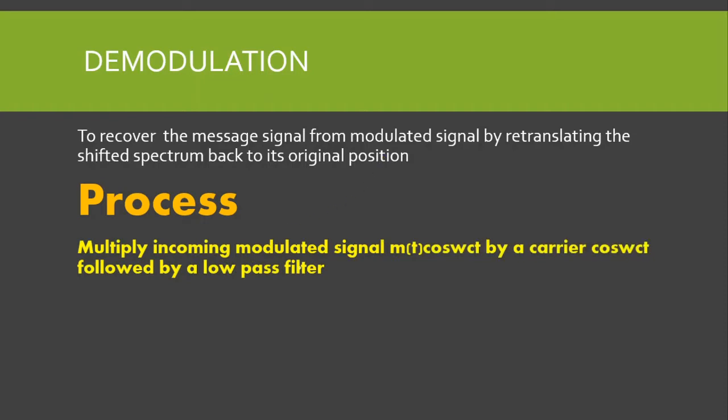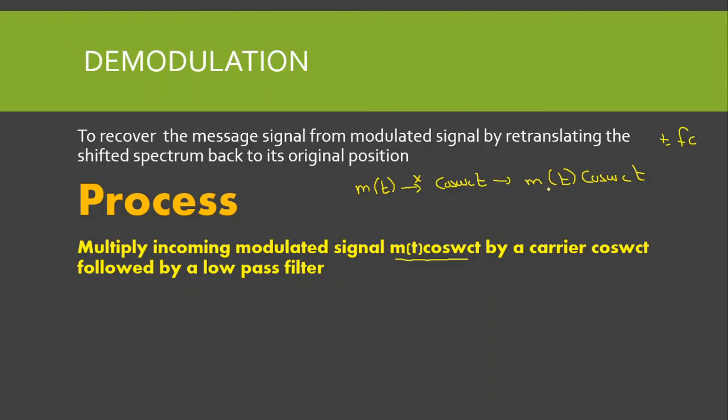We need to multiply the incoming modulated signal, which was m of t cosine omega ct, by a carrier cosine omega ct, followed by a low pass filter. This will result in the recovery of the original signal. If you remember, in modulation, we have a message signal m of t, and that message signal was multiplied by the carrier signal cosine omega ct. As a result, we have the modulated signal m of t cosine omega ct, and the frequency of the message signal was shifted by plus minus fc.